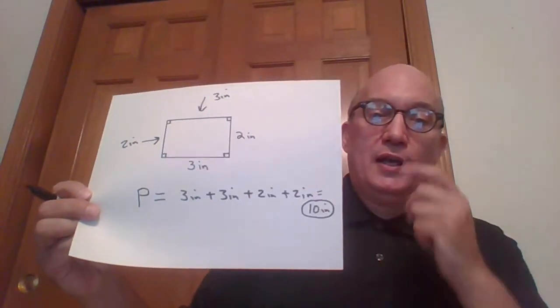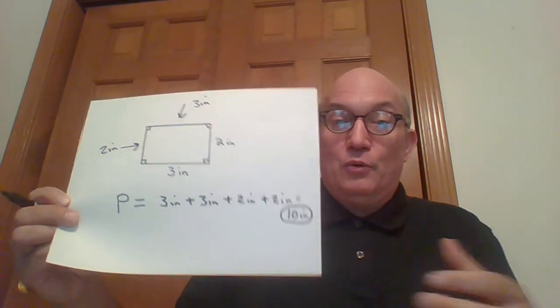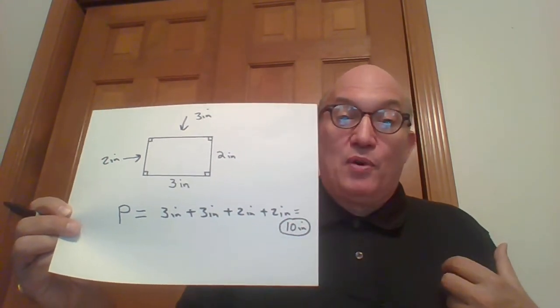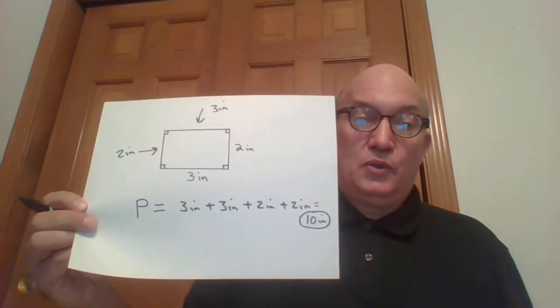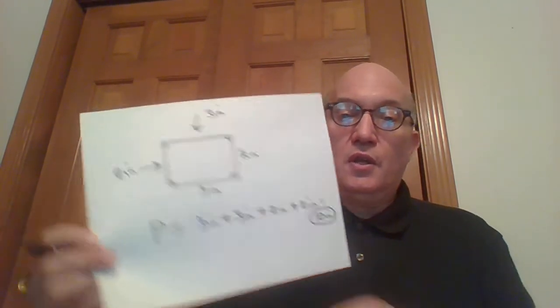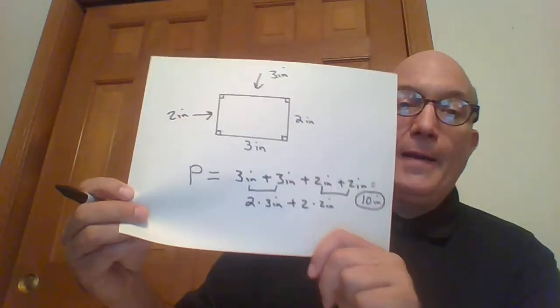You could actually use the distributive property to show that if you'd like. Take the inches outside of a parentheses and then in the parentheses have 3 plus 3 plus 2 plus 2 and get the 10 inches. You can also go back to the formula that we just developed and say that this is 2 times 3 inches plus 2 times 2 inches, right?